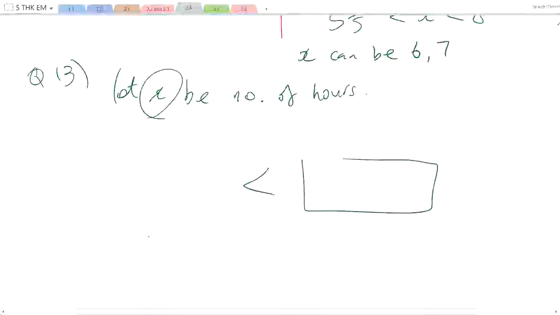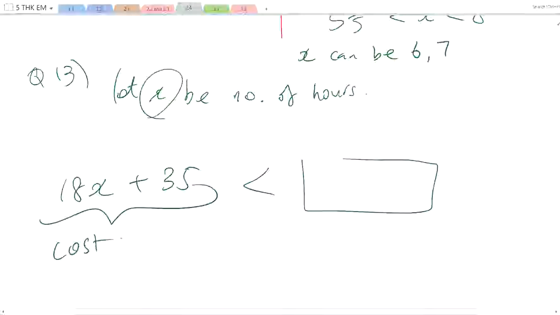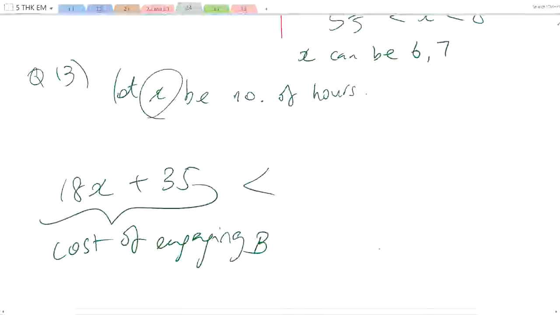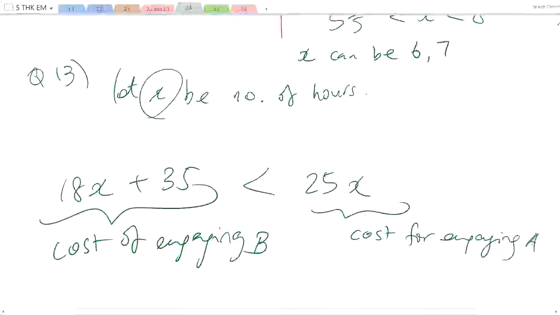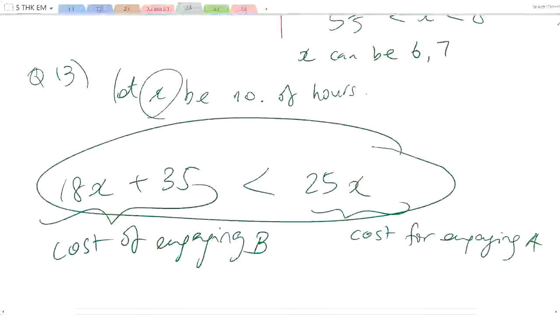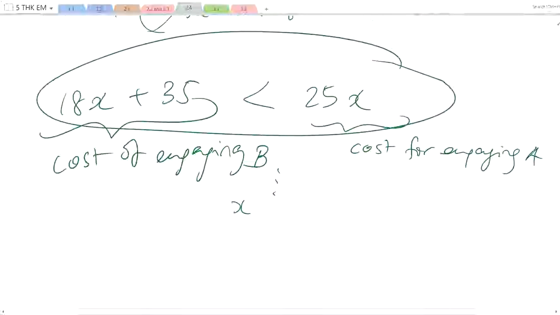Company B is going to cost me 18x plus 35. This is the cost of engaging B. I want it to be less than engaging A. How much is A going to cost? 25x. This is the cost for engaging A. Surely you can solve this by yourself. Solve for x. You will end up with x is greater than something. So minimum x is, get the answer. Okay? This is it for inequalities.